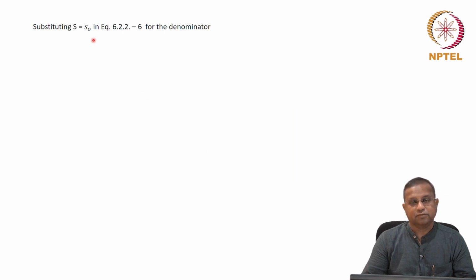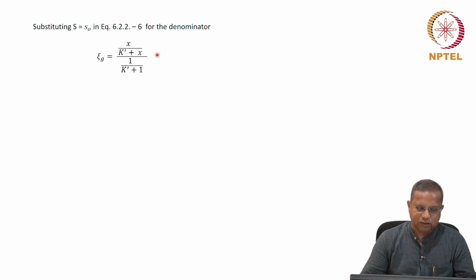Sorry, S equals S0, that gives you the maximum rate. Then you get this effectiveness factor as X by K dash plus X divided by 1 by K dash plus 1. Okay. Again, I'd like you to stop the video here, go back, work this out, convince yourself that this is indeed happening. You don't have to take my word for this.